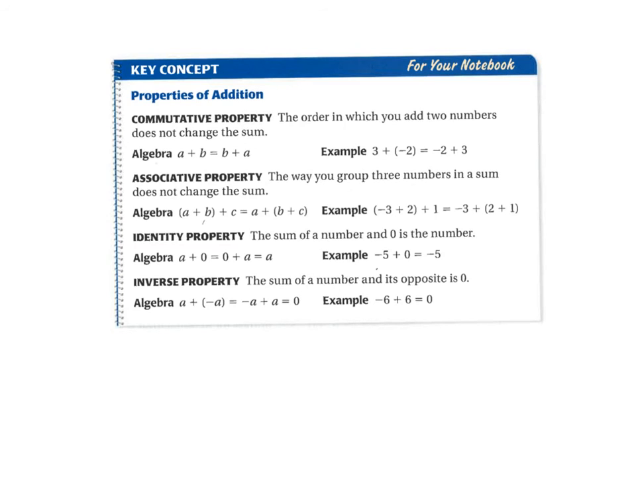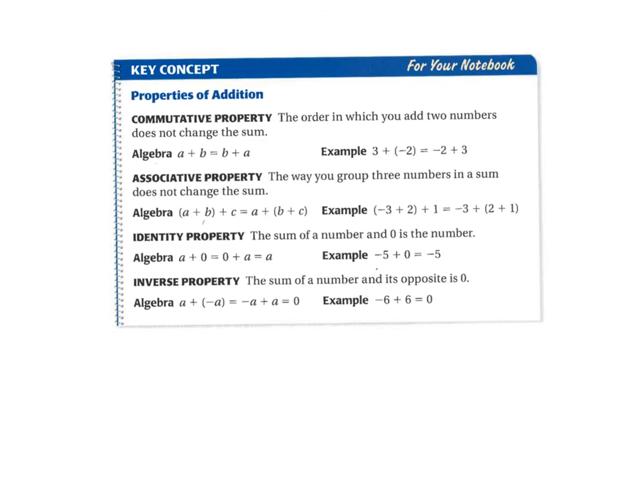The order doesn't matter. The associative property says that the way you group three numbers in a sum does not change. We can do a plus b first and then add c, or we can do b plus c first and then add a, and we still get the same answer. Nothing changes. And we can see that on the right too. On the left there, negative 3 plus 2 is negative 1. Negative 1 plus 1 is 0. On the right, we have 2 plus 1 first. Because of the parentheses, that gives us 3. Negative 3 plus 3 is 0. So the way we group them, the order we do them in, doesn't matter.